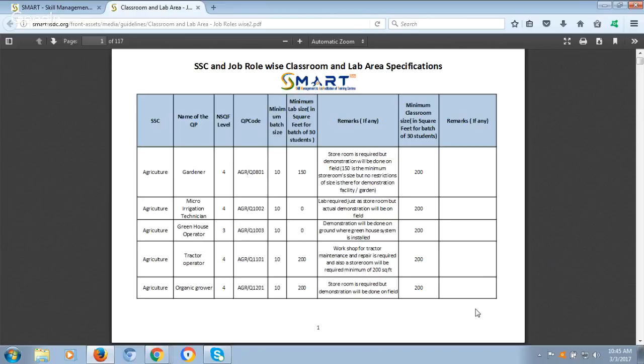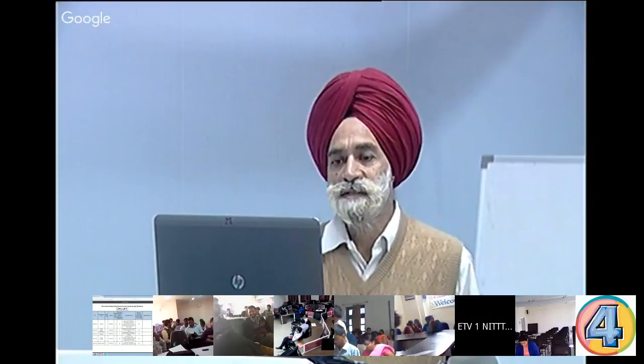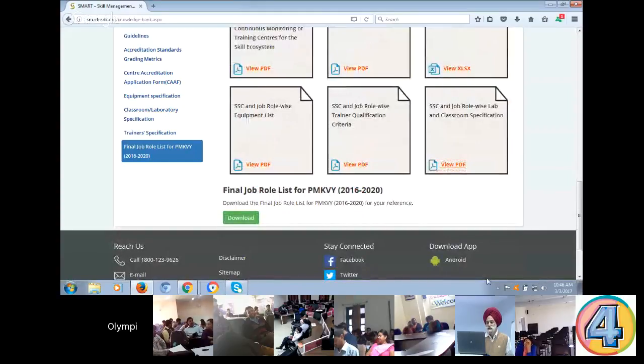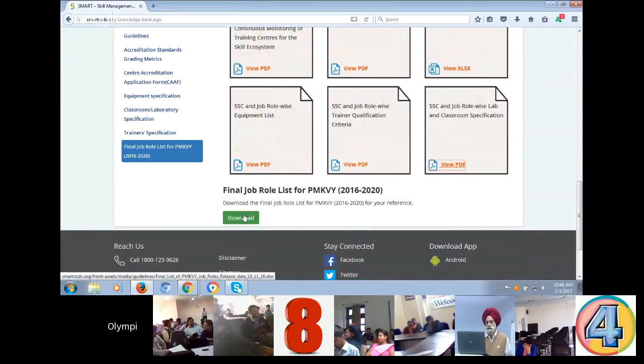As I told you earlier, we have Krishi Vigyan Kendras. We have classes, but earlier institutes were not clear about them. What size should we have for the lab or the classroom? Now it is defined job role wise. So this is facilities available. Not only this, I want to make you aware of, familiar with the portal. As I told you, everything is available online. For example, final job list.